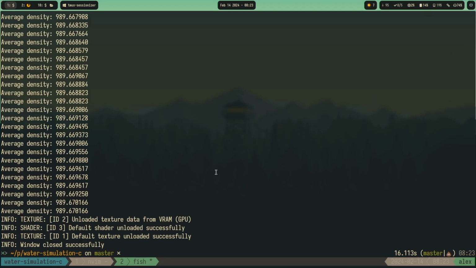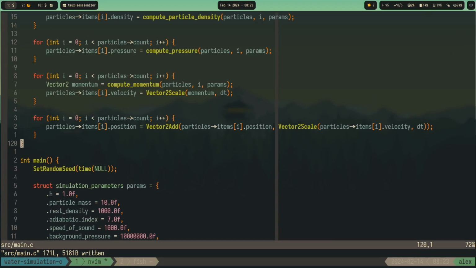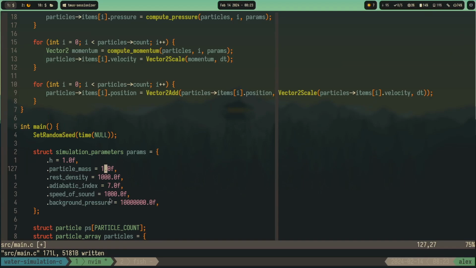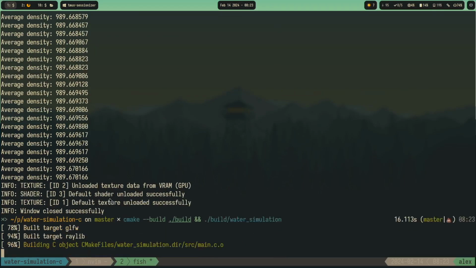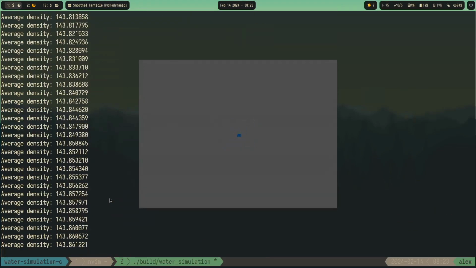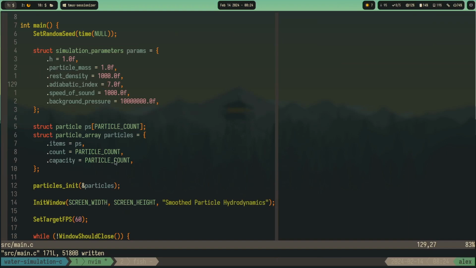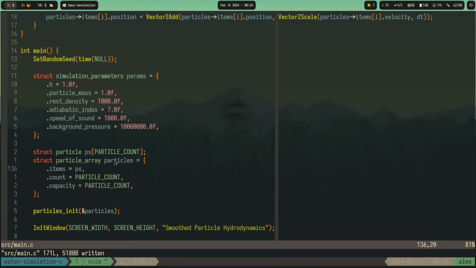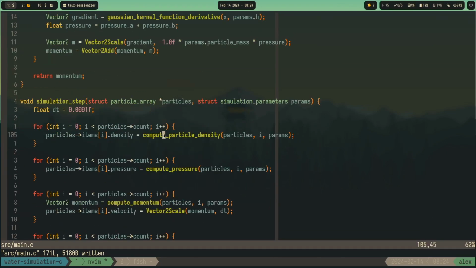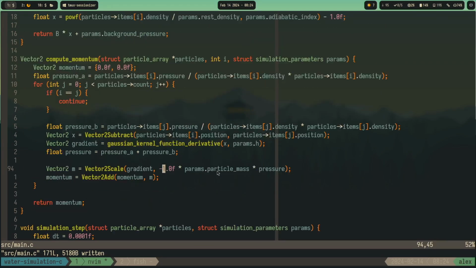Yeah, for some reason the density is acting strange when we change the number of particles. Right, like something needs to be normalized, I think. Well, I mean, I know the density should be normalized in some way.